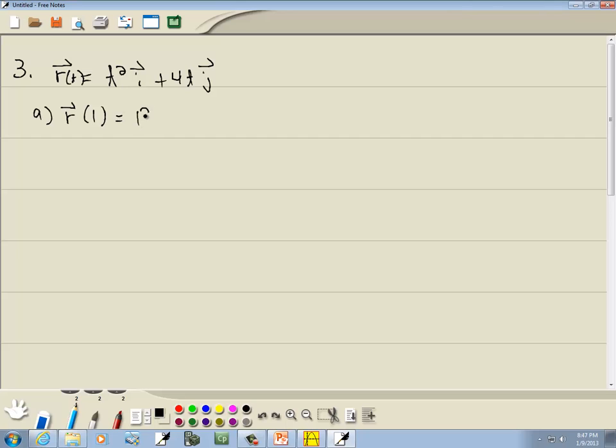So we got 1 squared times i, plus 4 times 1 j. So this one, the 1 squared is 1, so that gives us i. And 4 times 1 is 4, of course. So that's 4j. And that'd be our answer.